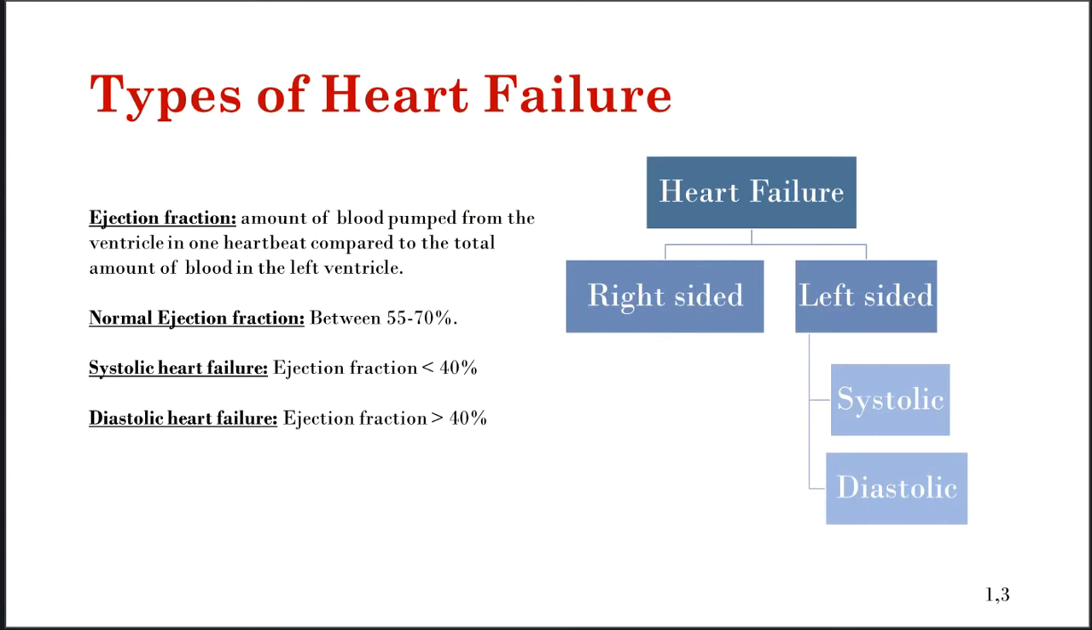In heart failure, however, the heart does not function as it should. There are 2 main types of heart failure: left-sided and right-sided. Left-sided heart failure may also be further classified as systolic or diastolic dysfunction. The ejection fraction determines whether left-sided heart failure is systolic or diastolic. The ejection fraction compares the amount of blood pumped from the ventricle in one heartbeat to the total amount of blood present before contraction occurs. The normal range is between 55 to 70%, while an ejection fraction less than 40% indicates systolic dysfunction.